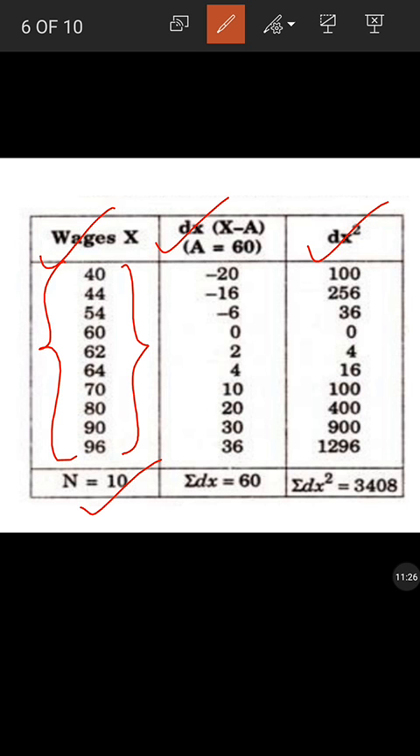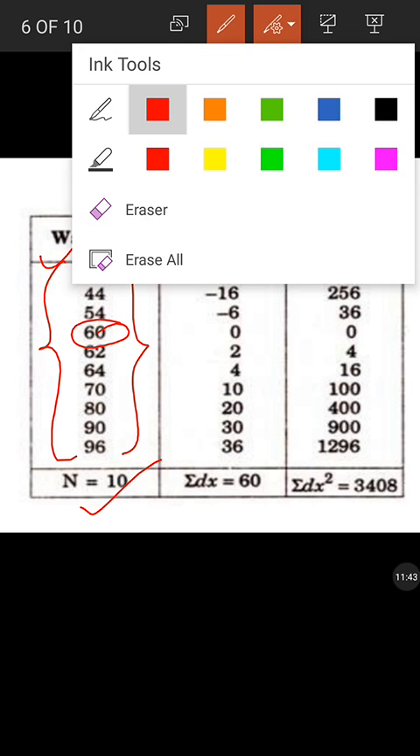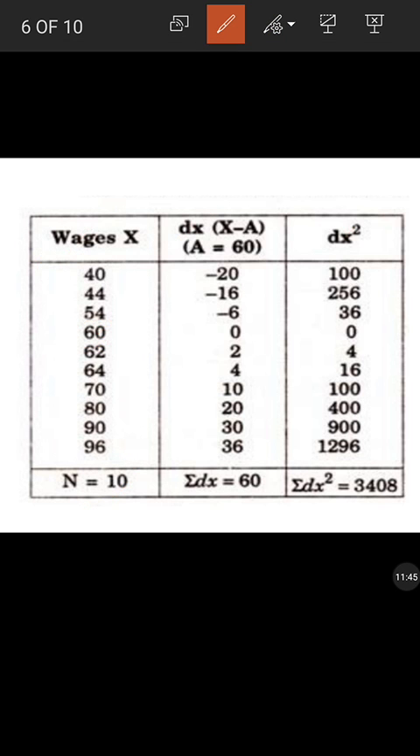Now we have to find out what A is. A is nothing but the assumed value which is taken in x. What is the value that has been taken? I have taken 60 as the assumed value. A means assumed value. So I am going to subtract all the x values from this assumed value, that is 60.